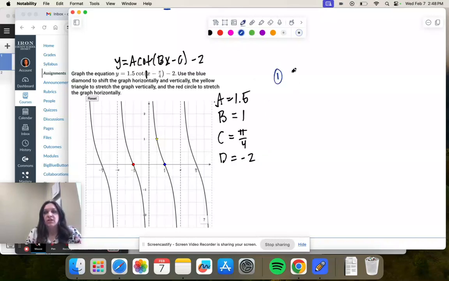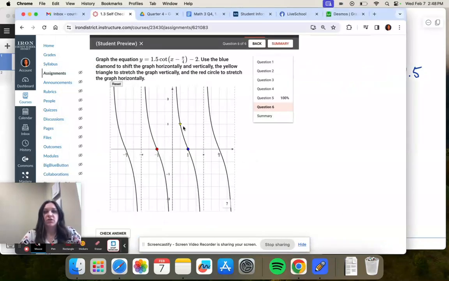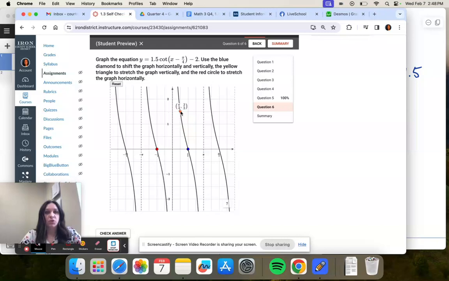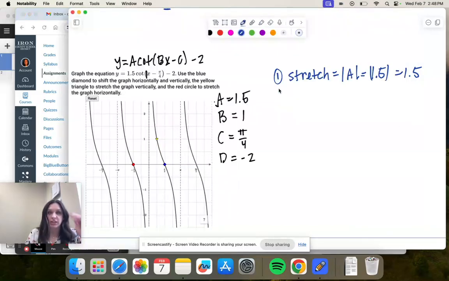So I like to start with the stretch, that's the A value, it's the very first thing we see, and that's the absolute value of A, which is 1.5. Well, it's absolute value of 1.5, which, since it's already positive, is 1.5. So we're going to move this yellow one, see how it's at y equals 1, we're going to move it up to 1.5. We just stretched it.